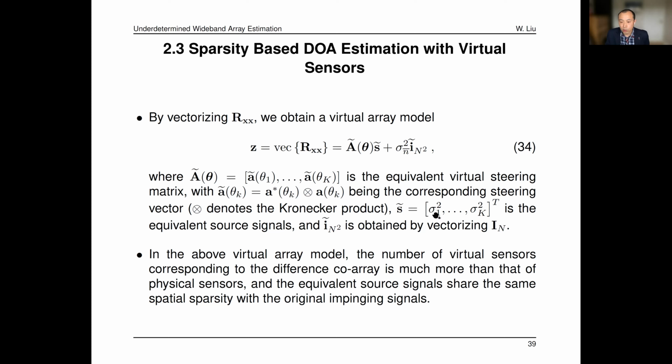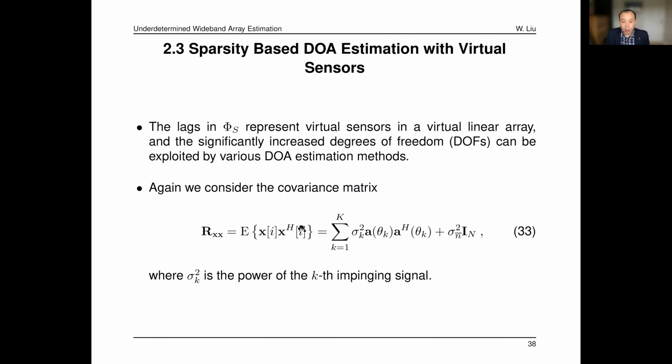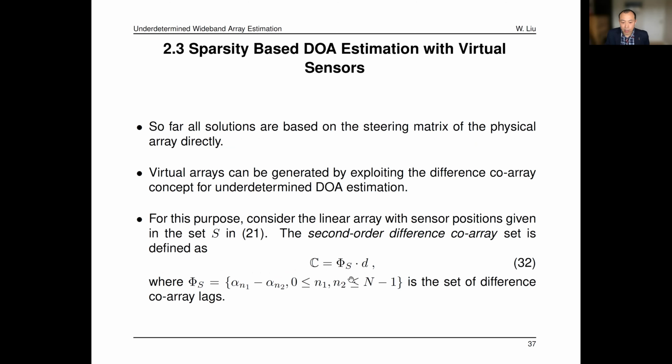And this S tilde contains the source powers, sigma 1 squared, sigma 2 squared, and so on. Here, this vector is obtained by vectorizing the identity matrix. So this is the new signal model. It is like you have one single snapshot. Because of the Kronecker product operation, you can generate this new steering vector, which has all the lags contained in the second order difference coarray set.